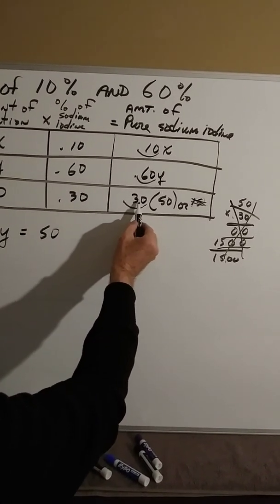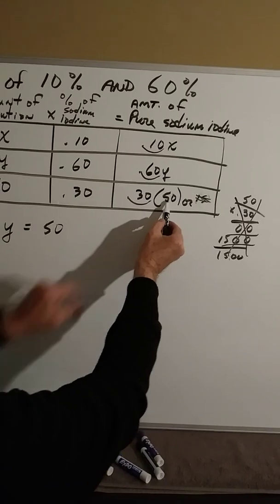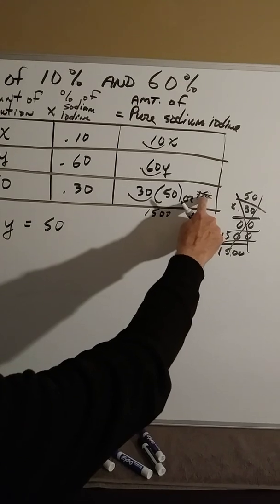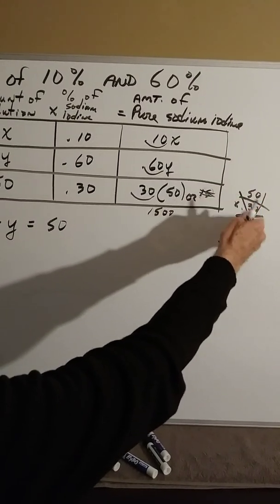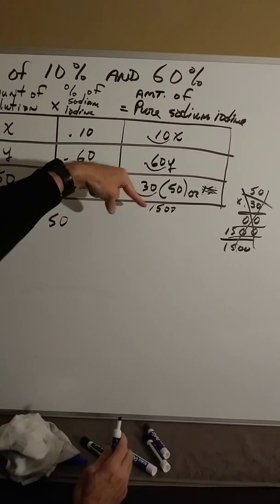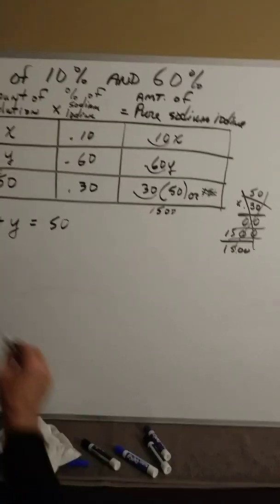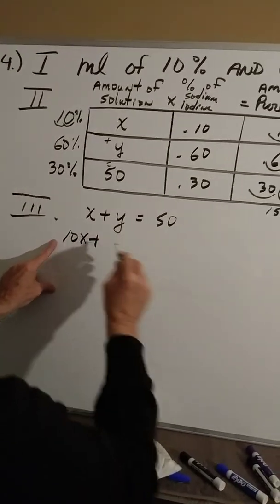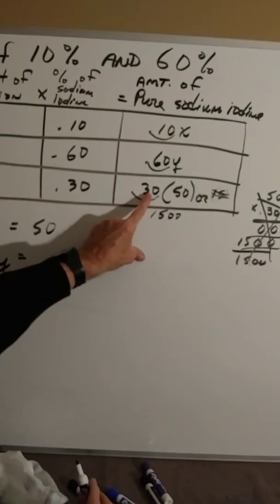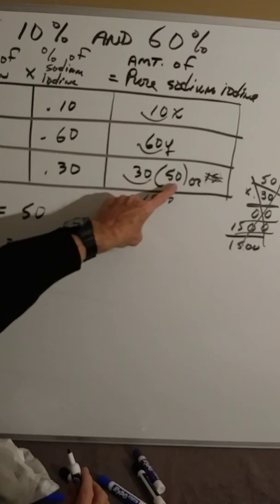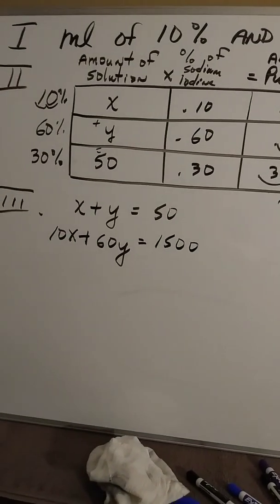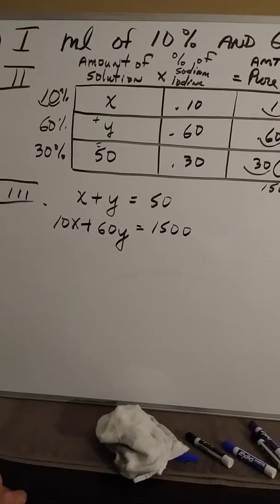When we multiply 30 times 15, that's going to give us 1500. So ignore that 15 that I got right there. Just ignore that. Pretend that you didn't hear it. Just pretend that you saw the move that I did. Now let's write this brand new equation. 10x plus 60y is equal to the result of multiplying 30 times 50, 1500. There's the system.